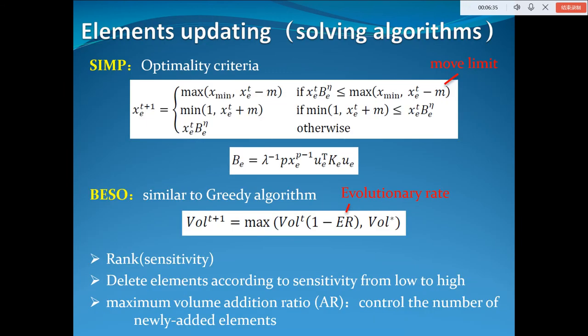The updating part is very important, which decides the solving efficiency. For SIMP, we use optimality criteria, whose performance depends on the choice of the move limit M. For BESO, its solving algorithm is very similar to a greedy algorithm. The evolutionary rate computes the volume fraction needing to be reached at the current iteration. In each iteration, all the elements are ranked by their sensitivity, then deleted from low to high. There is another parameter called maximum volume addition ratio in BESO. We don't need to use it in our research.